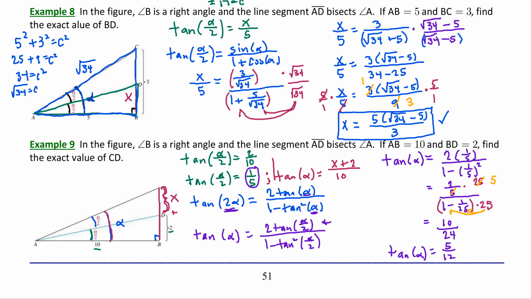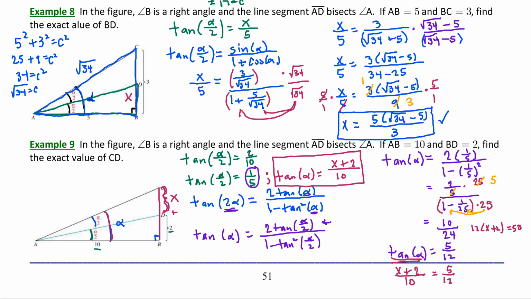So let's go back up to this relationship that we observed. Tangent of alpha, that's what we have right here, is x plus 2 over 10. So I can replace tangent of alpha with x plus 2 over 10, and I'll be able to solve this equation for x. When we solve for x, we'll have the length of segment CD. So I'm going to go ahead and cross multiply. We have 12 times x plus 2 equals 10 times 5, or 50.